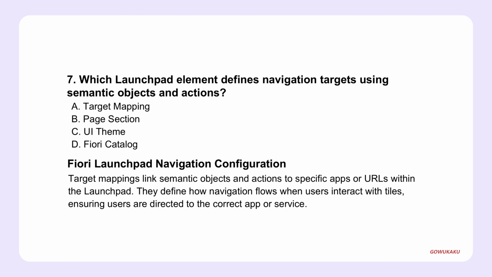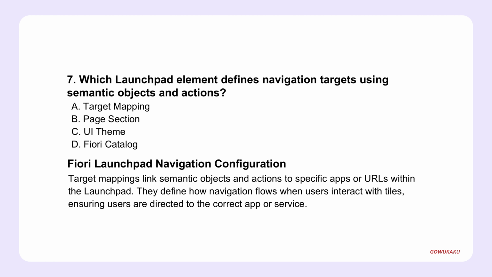That's where target mapping comes into play. Inside the Fiori Launchpad configuration, target mappings are what define the navigation targets. They do this by linking what SAP calls semantic objects, which is basically a fancy name for a business concept like customer or sales order or product. Okay, like a noun. Sort of, yeah. It links that semantic object with a specific action you can perform on it, like display, create, manage, approve.